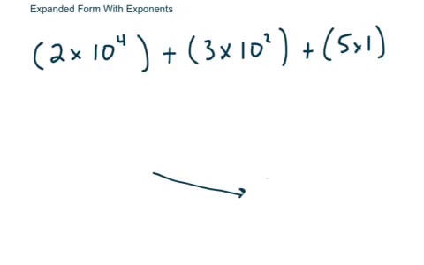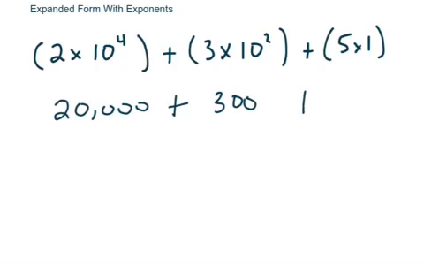First by just talking about exponents on their own, and then by introducing it in a situation like this with expanded form. So 2 times 10 to the 4th power, well, 10 to the 4th power is 10,000. So 2 times 10,000 is 20,000. And then we look at 10 squared, or 10 to the 2nd power. That's 10 times 10, that's 100. 3 times 100 is 300. And then we have 5 times 1 is 5.